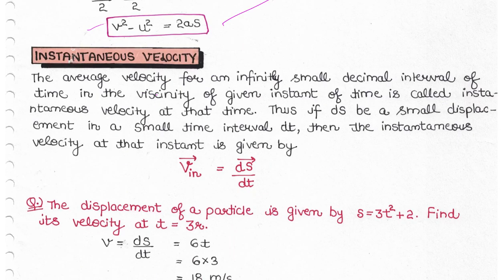Now what is instantaneous velocity? The average velocity for an infinitesimally small interval of time in the vicinity of a given instant of time is called instantaneous velocity at that time. Thus, if ds be a small displacement in a small time interval dt, then the instantaneous velocity at that instant is given by v = ds/dt.